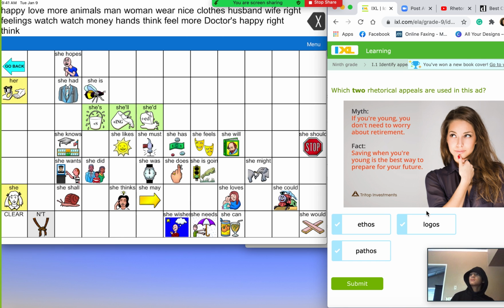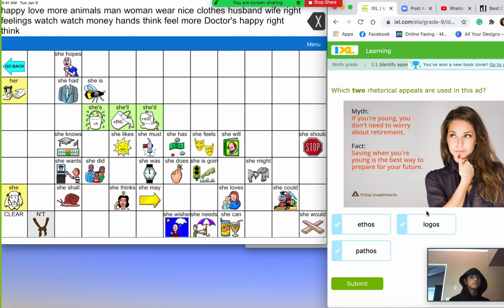So, if you are young, you don't need to worry about retirement. That's the myth. Okay, the fact is, saving when you're young is probably the best way to prepare for your future. Okay, so you're already on the she page, which is interesting.